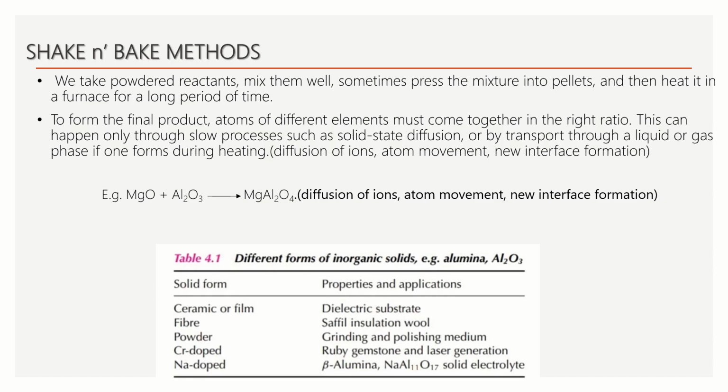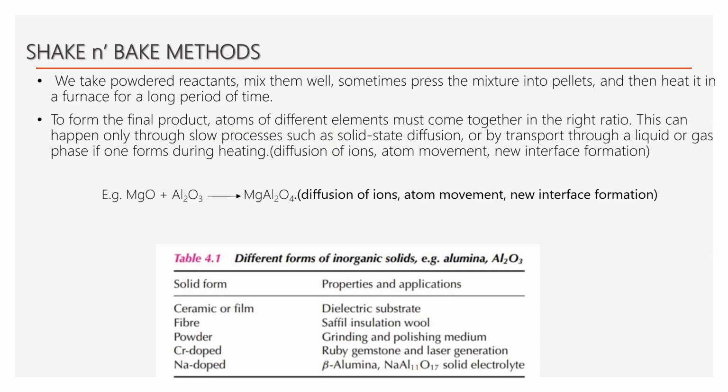To make this more clear, let us look at a common example, the reaction of magnesium oxide and aluminium oxide to form magnesium aluminate spinel, MgAl2O4. On paper, this reaction looks simple, but inside the furnace, many small steps are happening. The two powders touch at certain points, tiny nuclei of new product form at those boundaries, and ions have to move across the interface. The new product layer thickens slowly, and the final spinel grows only when enough ions have crossed over. So even a simple mix and heat reaction actually has a lot of microscopic processes going on behind the scenes.